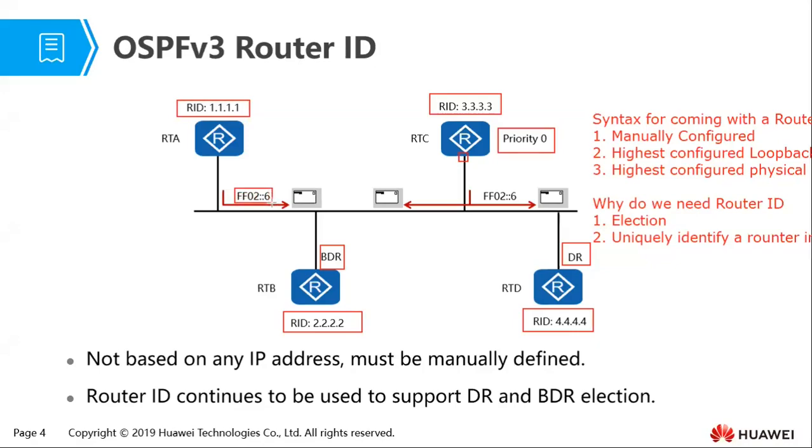In order to communicate to the DR and the BDR, you have to use this multicast address FF02::6, which is almost similar to the IPv4 multicast address that the DR and BDR listen on, 224.0.0.6 for all DR routers. So the DR and the BDR will always listen for OSPF version 3 updates on this particular address FF02::6.